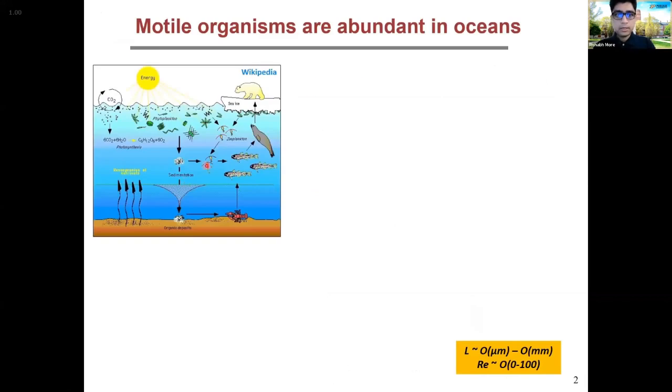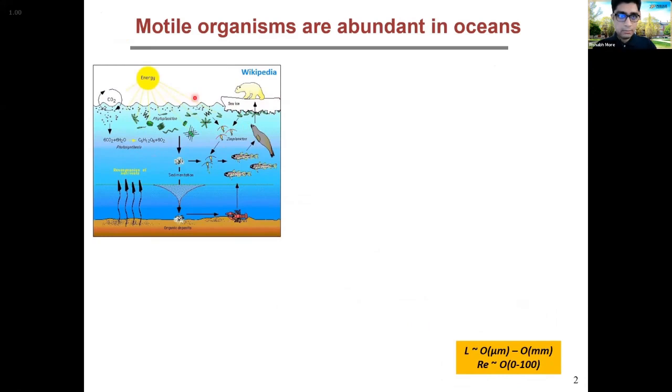To start with, if we look at the upper layer in oceans, these are home to plenty of organisms whose size ranges from a few micrometers to a few millimeters, or in some cases, like big fishes and whales, a few meters long. As a result, their Reynolds number also ranges from zero, where we have a viscous dominated regime, to a few hundreds, where we have an inertia dominated regime.